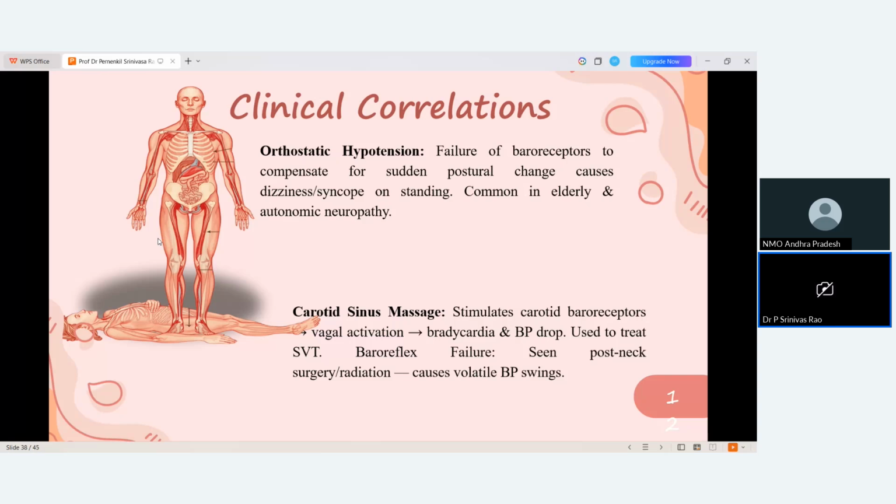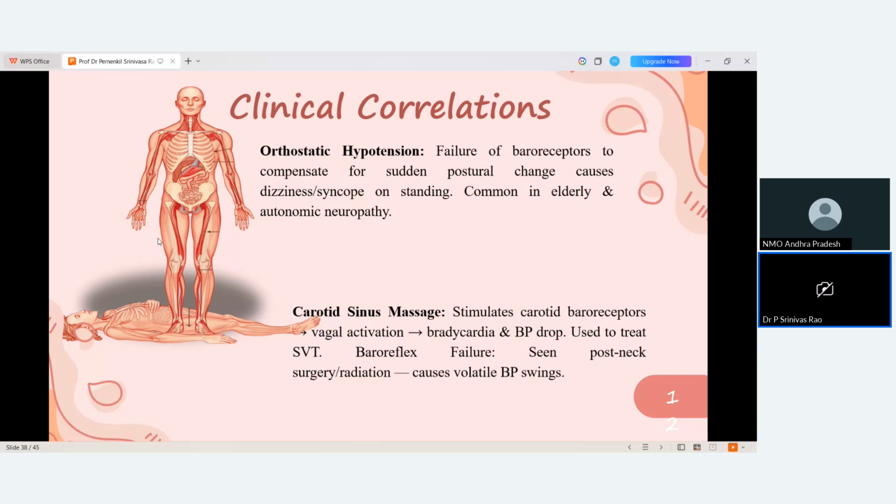But suppose the patient is diabetic or suppose the patient is very old. What will happen? The autonomic nervous system is dysregulated. That means it will not be functioning properly. So the sympathetic and parasympathetic will not be functioning properly, more so the sympathetic.